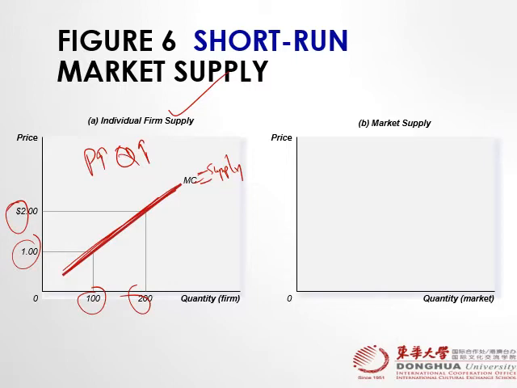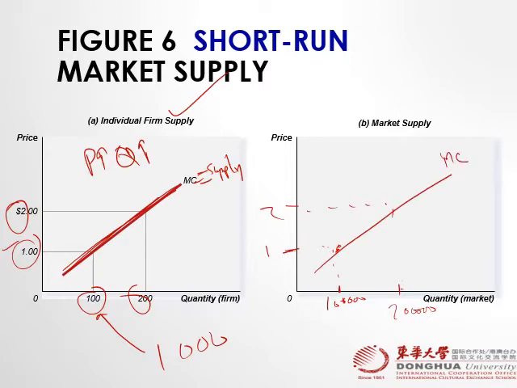What if we have 1,000 firms in the market? If there are 1,000 firms in the market and each wants to supply 100 at price 1, then if we add it up, there's going to be 100,000 quantity here, and when the price is 2, there's going to be 200,000 quantity here, right? So if we just connect these dots, a market supply is the addition of all the individual competitive firm supply curves in the market.